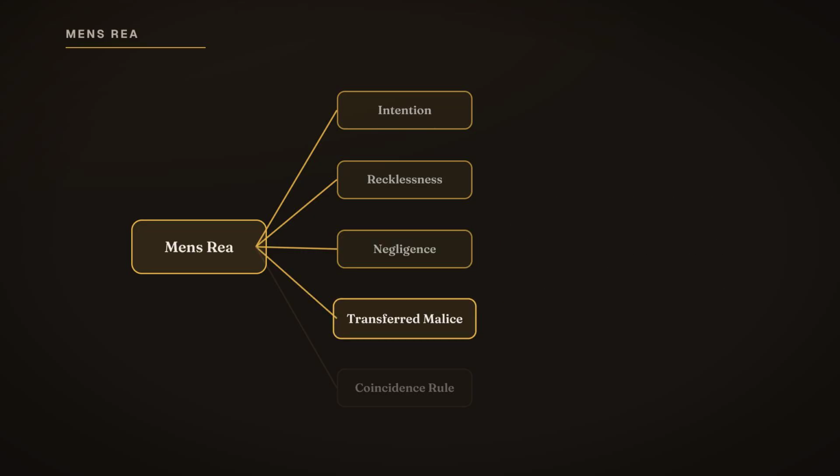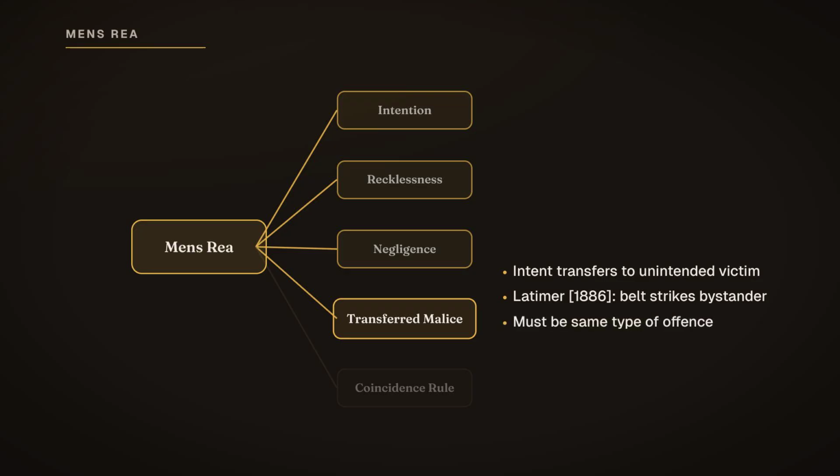Transferred malice is a doctrine that prevents D from escaping liability simply because their mens rea was directed at one person, but the actus reus fell on another. The classic case is R v. Latimer, 1886, where D swung a belt at one man. It glanced off and struck a bystander. D's malicious intent towards the first man transferred to the bystander, satisfying the mens rea for the offense against her.